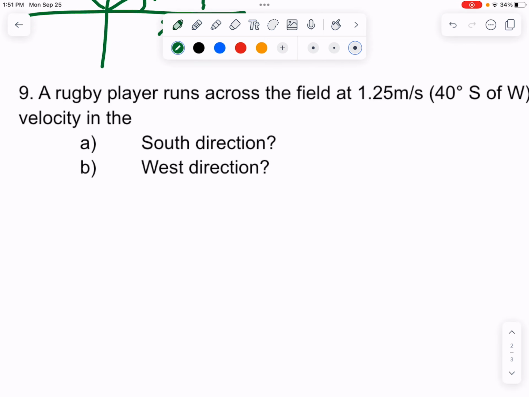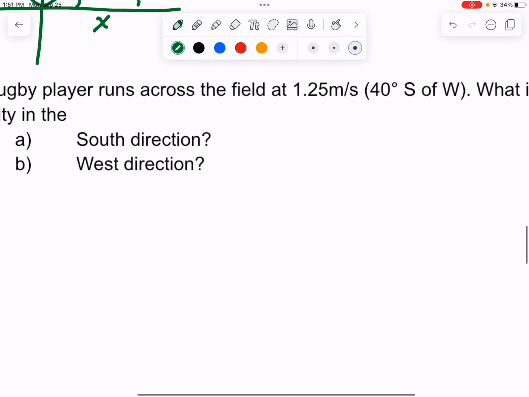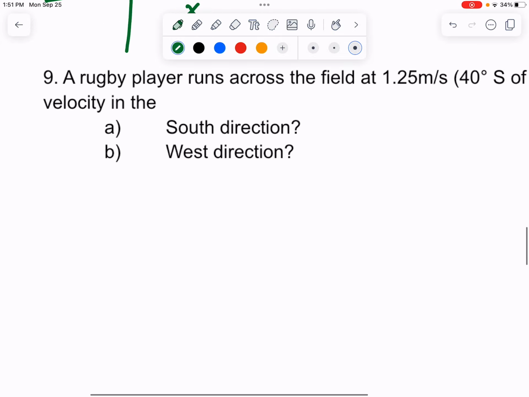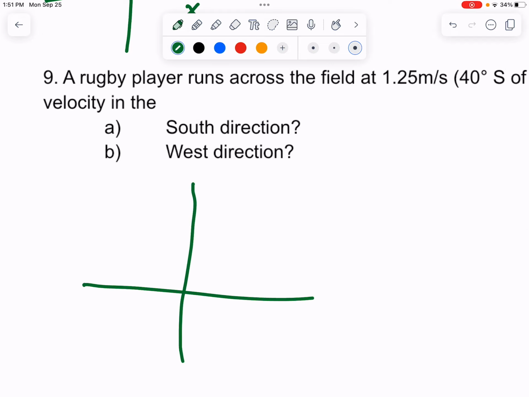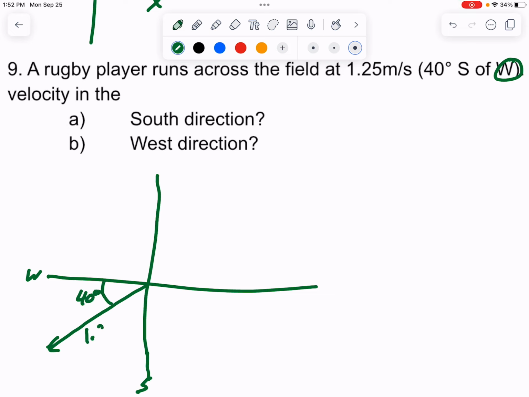Number 9, a rugby player runs across the field at 1.25 meters per second at 40 degrees south of west. Okay, so draw my direction. 40 degrees south of west. Okay, so I'm in my southwest quadrant. So west, south. West is going to be my last letter. So it's got to be touching the west line. So that's going to be 40 degrees. My hypotenuse is 1.25.